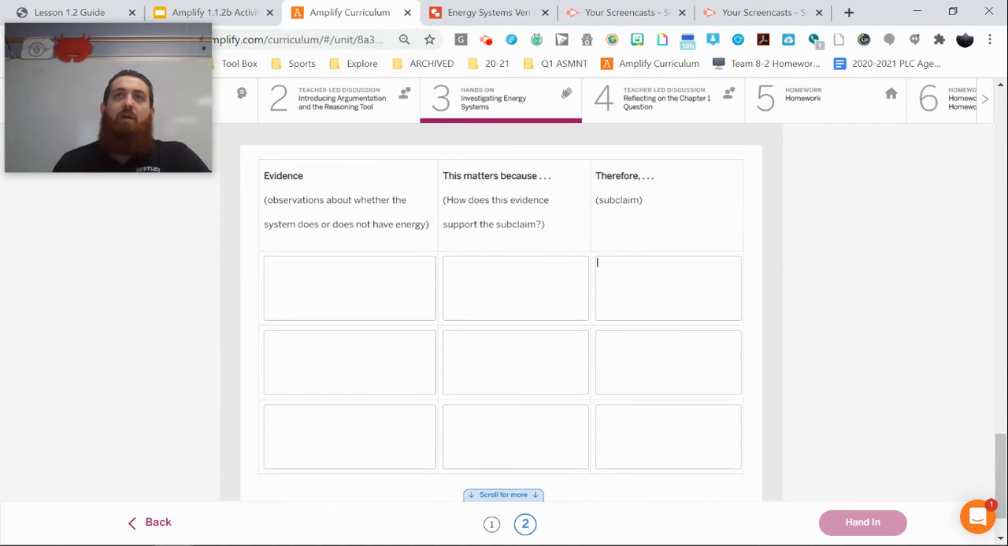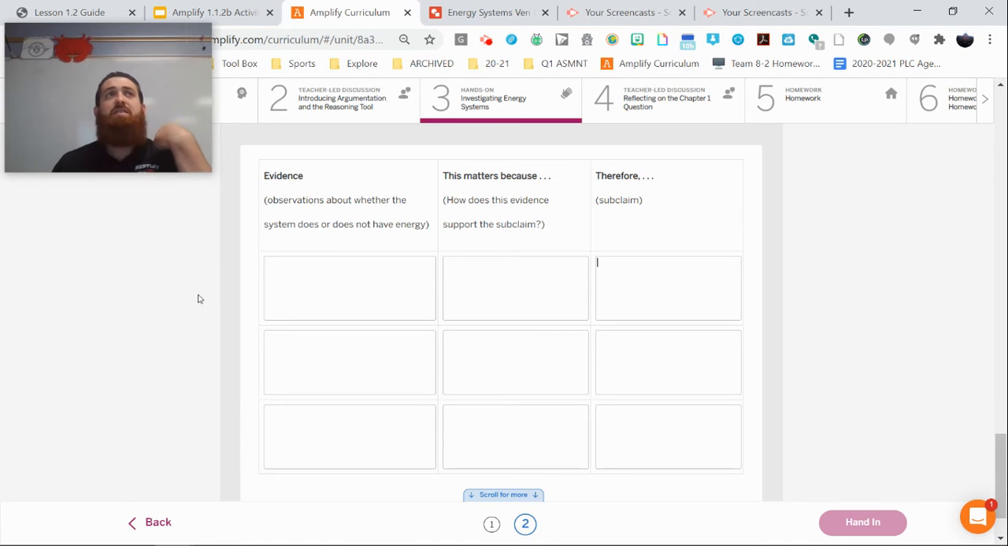And we're going to scroll down and notice we have this big set of boxes here. Don't get confused. This is just our reasoning tool that we practiced with the COLA argument, okay? So it's set up the exact same way. In the left column, we have our evidence. In the middle column, we have our reasoning or our connection. And in the far column, we have the therefore, or that subclaim that we have, okay?